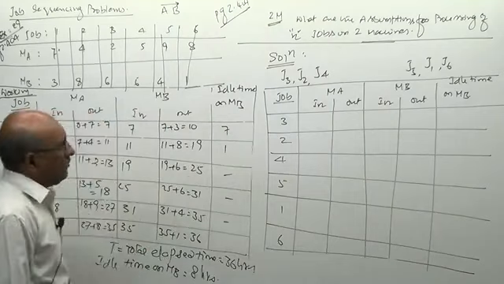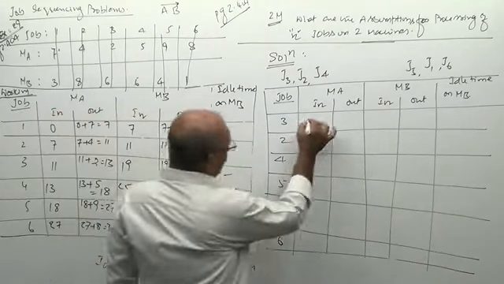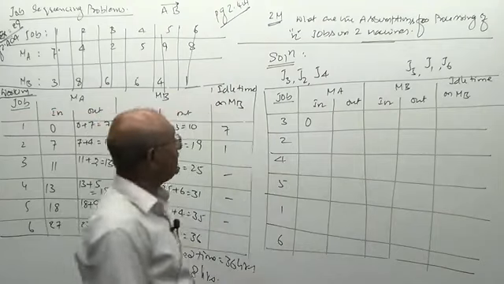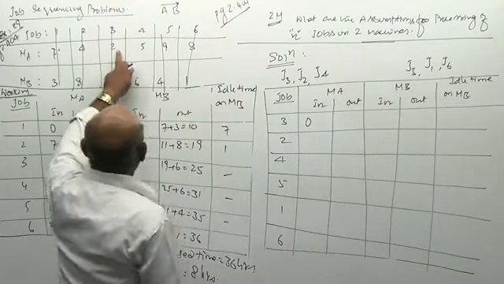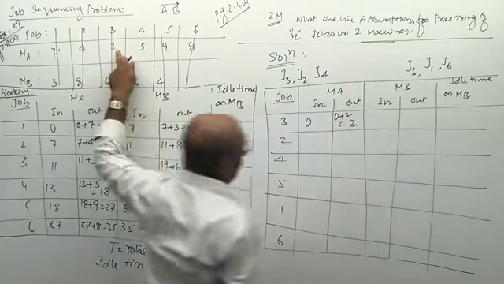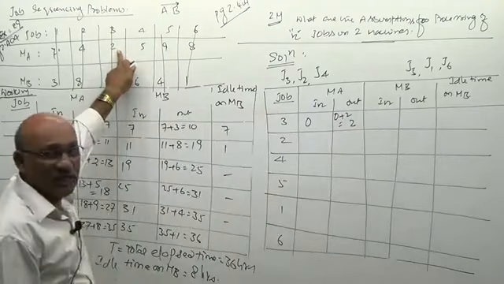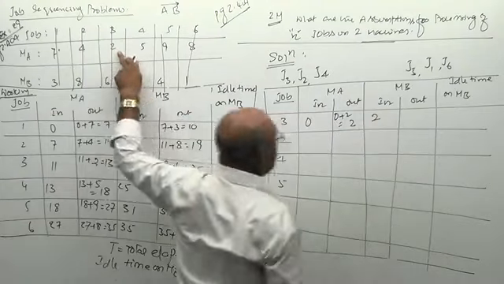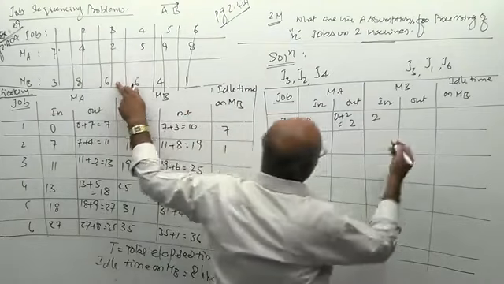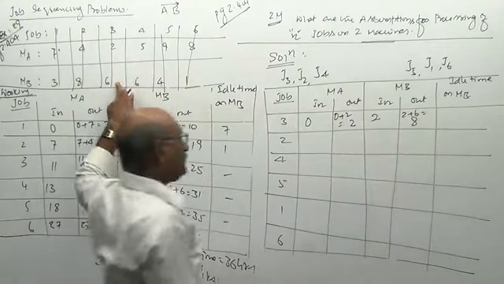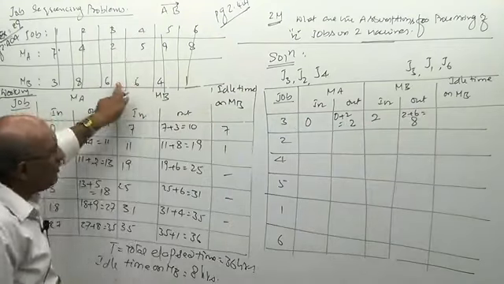In and out time you have to calculate. At 0th time, this job will enter into machine A. Job number 3 will take only 2 hours, sir. 0 plus 2, end of the second hour, it is coming out from machine A. Immediately it will enter into the second machine. And how many hours are required? 6 hours. So, end of the 8th hour, this job is also coming out from machine B.